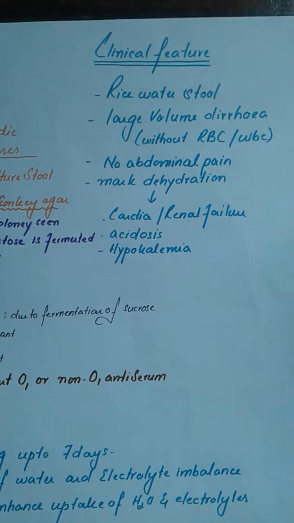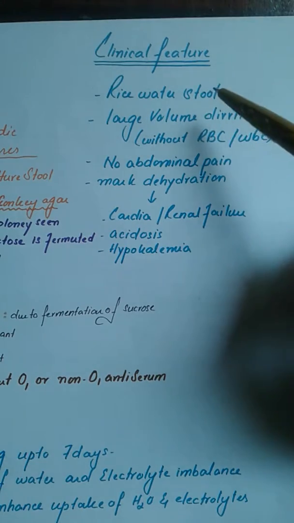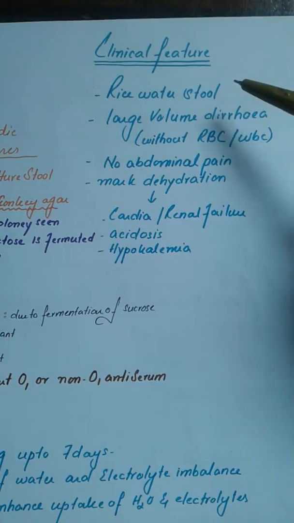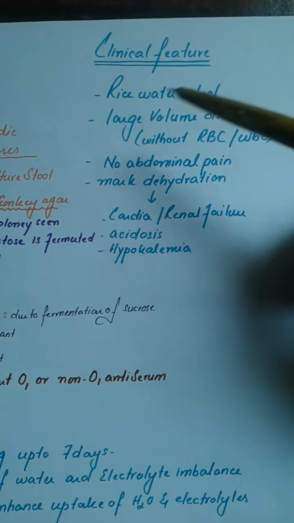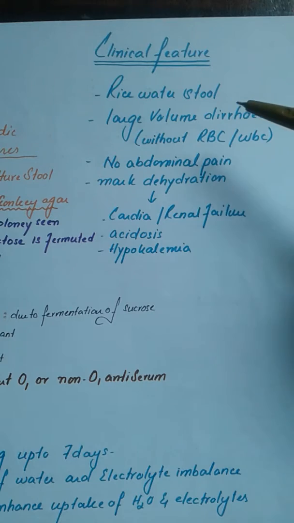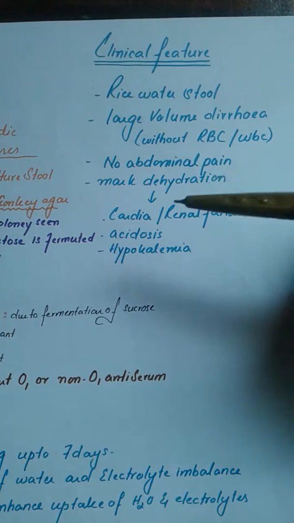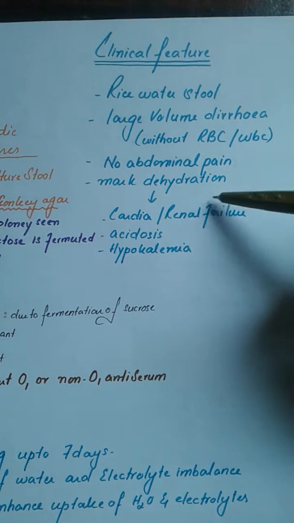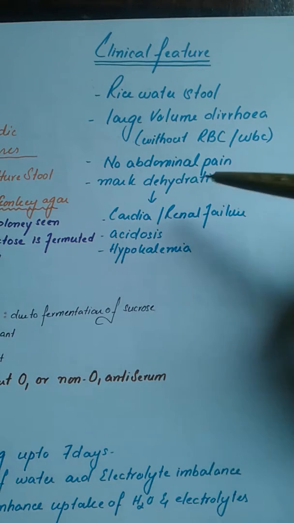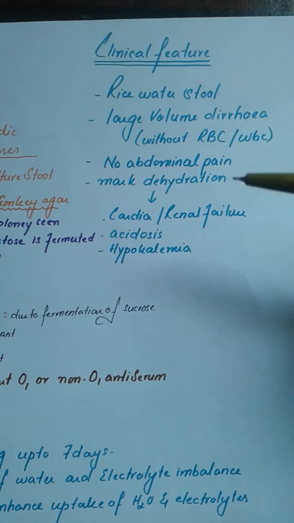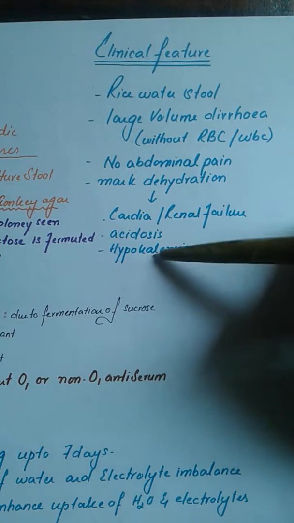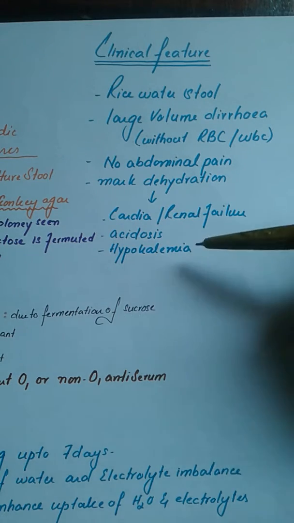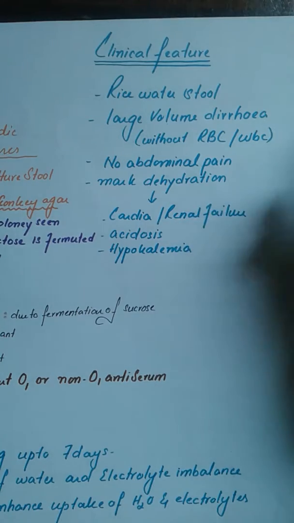The characteristic clinical features include that the patient would have rice water stools. The volume of the diarrhea would be quite large without RBCs and WBCs. There would be no abdominal pain, but due to large volume loss of fluid from the body, there would be dehydration. This dehydration is actually the dangerous thing which can lead to death by creating cardiac or renal failure, acidosis, and hypokalemia, which is created by excess potassium being excreted out in the urine.